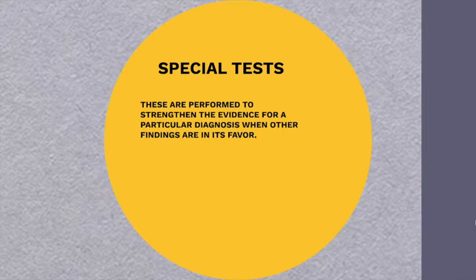joints and extremities, and those will be discussed in subsequent lectures on the examination of hip, knee, ankle, shoulder, elbow, and wrist.